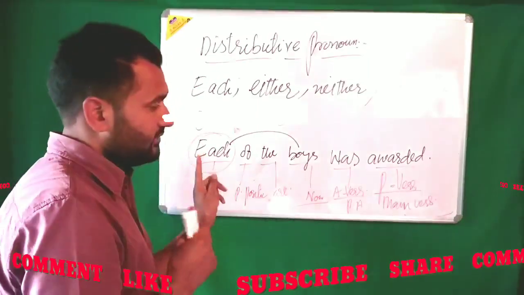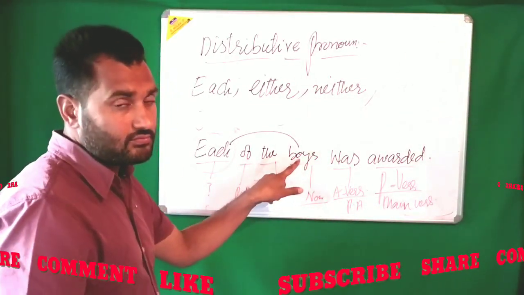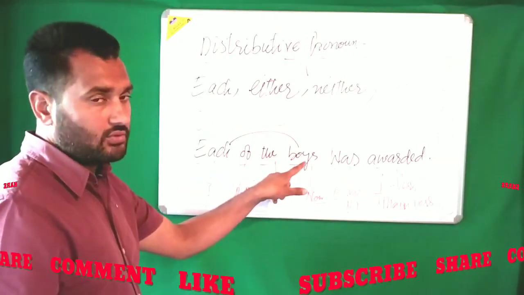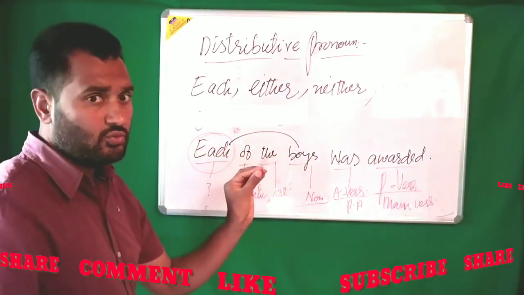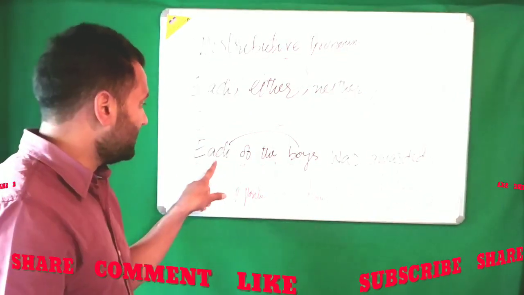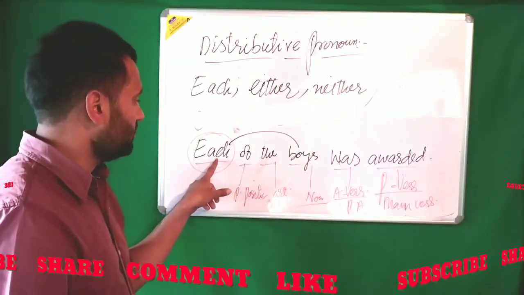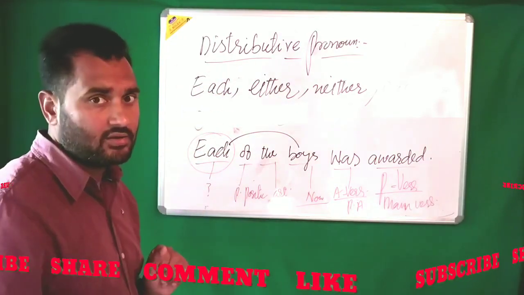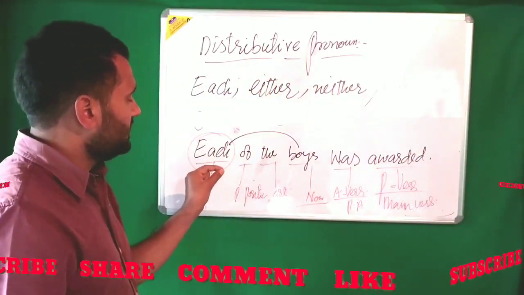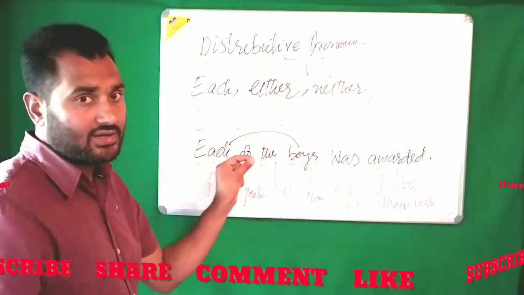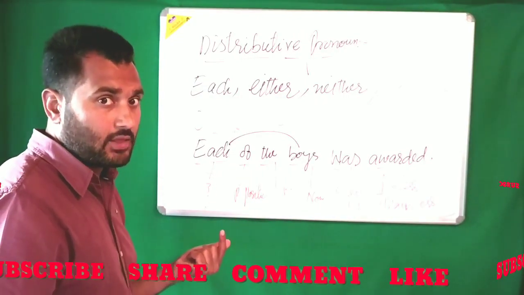So first we have to make clear that each is a pronoun, because it is used for boys, which are nouns. And for the boys, the word each has been used separately, singly, for each particular boy. So it is a pronoun in distribution manner, so it will be a distributive pronoun. So what is a distributive pronoun? A distributive pronoun is a pronoun used for a person, place or thing singly, in a single manner, separately.